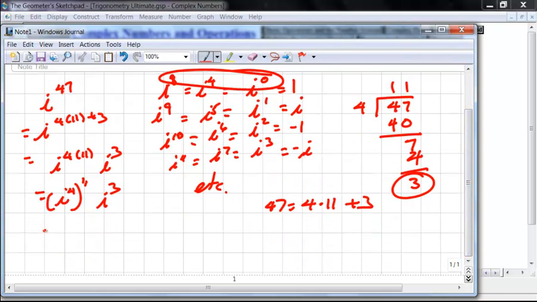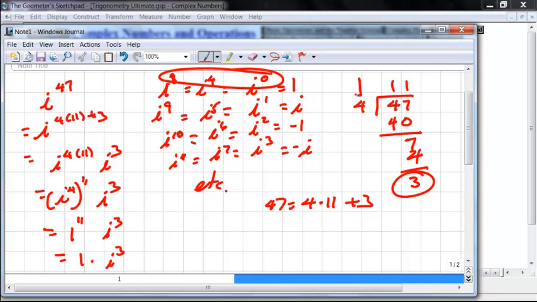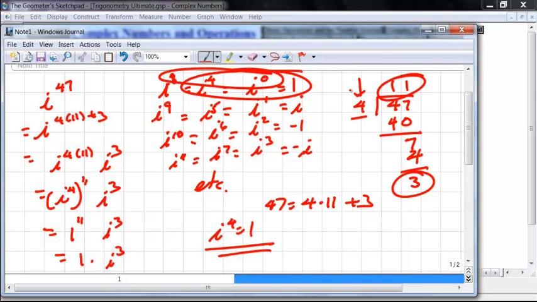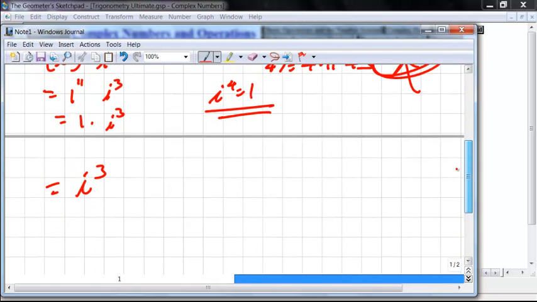But i to the fourth is 1. 1 to the 11th is 1. And so when we get to here, we notice that you just get i cubed. So what was really important? It was important that we divide by 4 because i to the fourth was 1. But the 11 didn't really matter. What's important is the remainder, 3. So all we have to do is divide there.